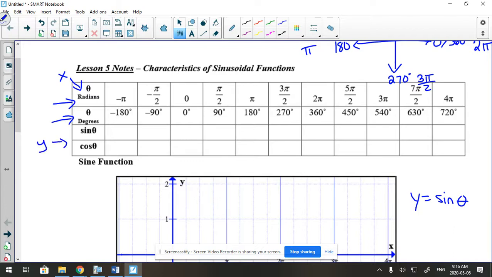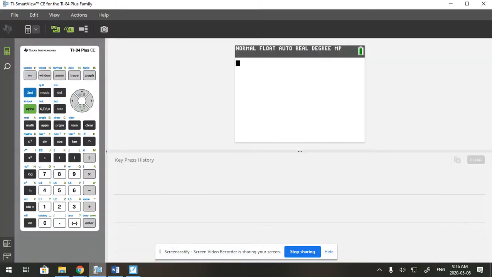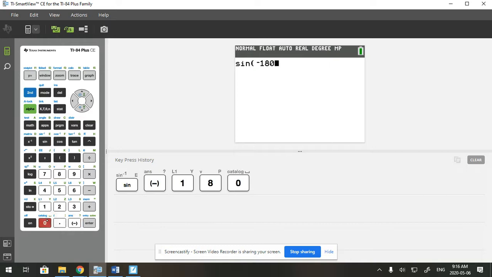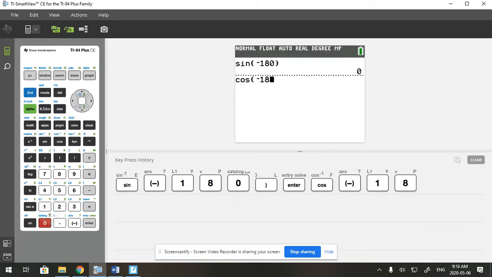Okay, so in your calculator, it's probably in degree mode because that's how you've been working with things so far. You can type it in and figure out what it is. So first I want to find out what sine of negative 180 is. So we're going to type in sine negative 180. And you can see that equals 0, and that's where I got the value in the chart. And you can do the same with cosine. So cos of negative 180. You'll see it'll give you negative 1. So that's how I'm filling in my table of values.